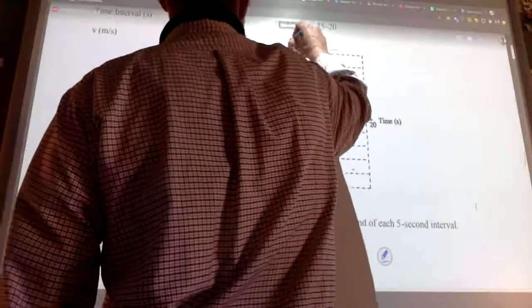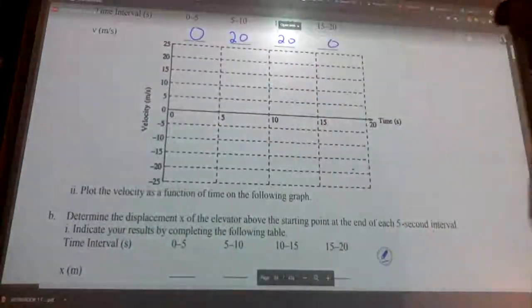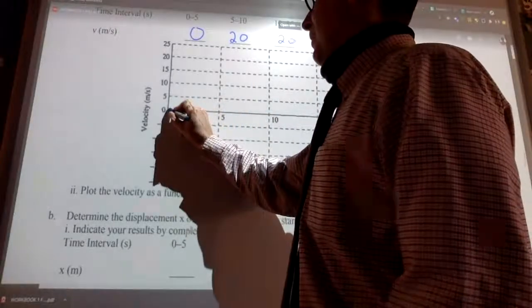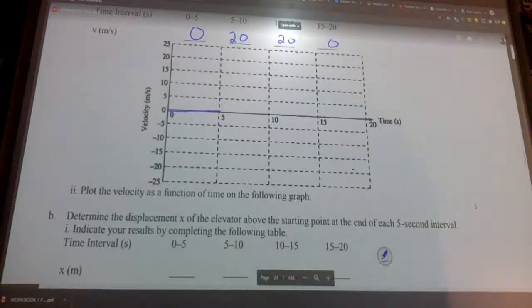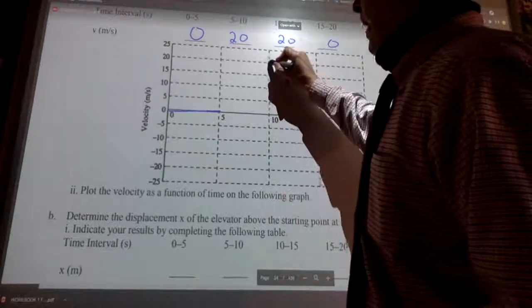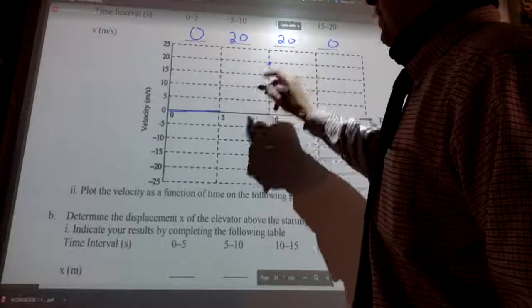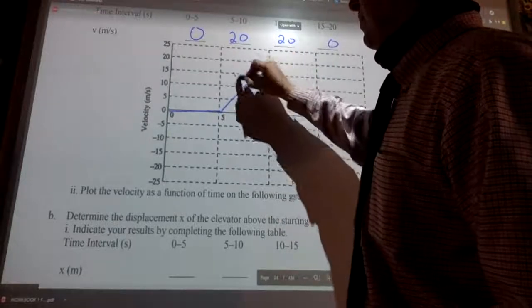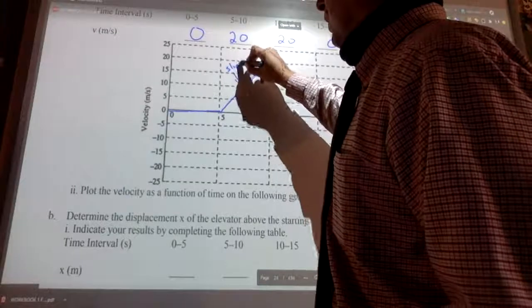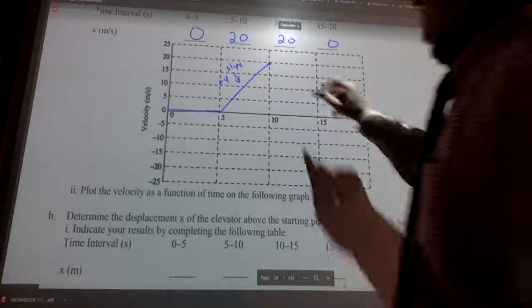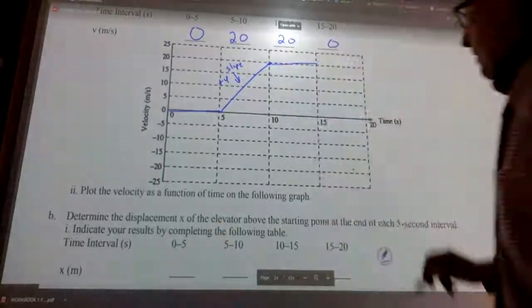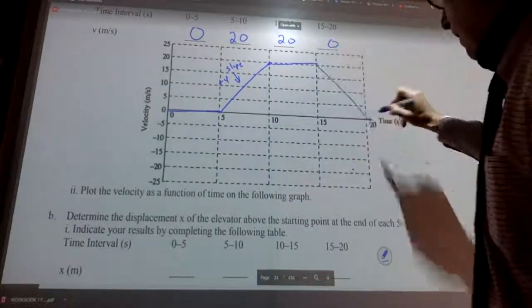So I'm going to put these back in now that I'm here. I said this was 0, 20, 20, and 0. Plot the velocity as a function of time on the following graph. So our velocity stayed at 0 for the first 5 seconds. It ended up at 20 from 5 to 10 seconds. So this would be a straight line, the slope of which would be positive 4, because that was my acceleration. From 10 to 15, it stayed there, and then from 15 to 20, it went back down.